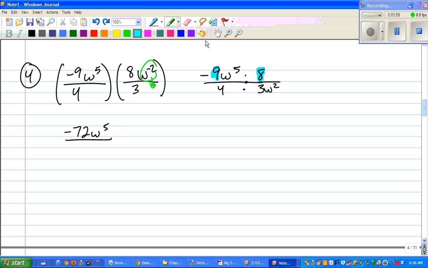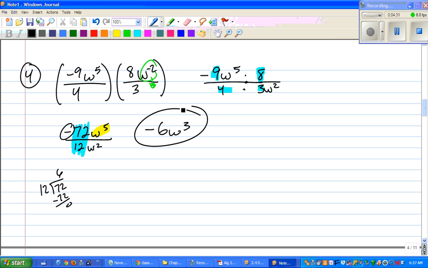And 4 and 3 gives us 12 w squared. Okay, are there more w's on the top and the bottom? There are more on the top. There are 3 more. Now, 12 and 72, can we reduce those? The answer is yes. 12 actually goes into 72 6 times. And don't forget your negative. So negative 6w to the 3rd power.